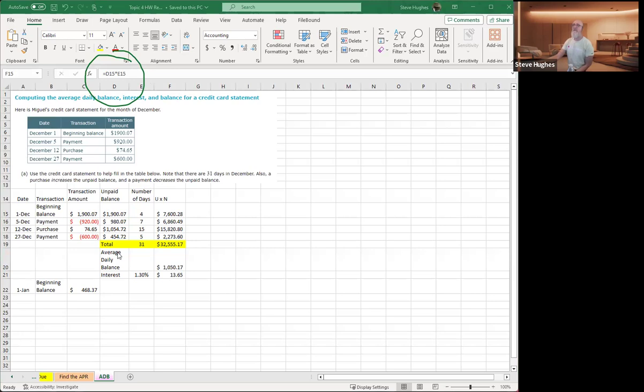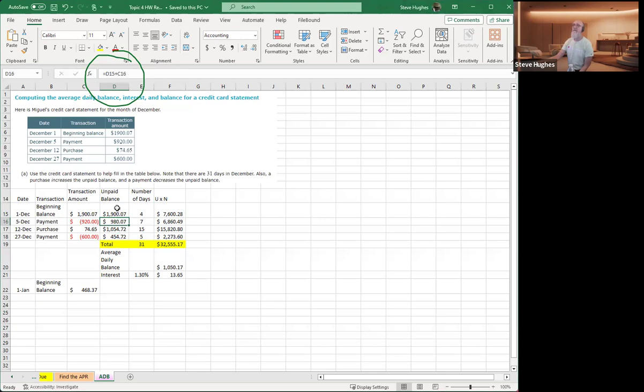Next, they made a payment of $920. So I put that right here. I put it in red to denote that it is a credit to my account. Afterwards, I had to calculate the unpaid balance. How did I do that? Click right on the cell. There you see, D15 plus C16.